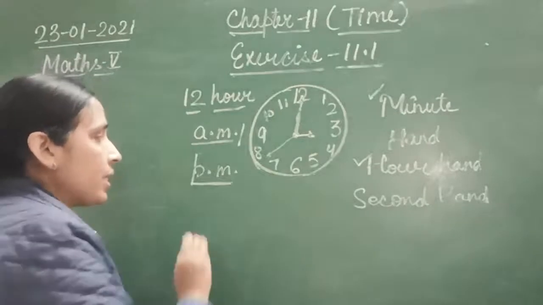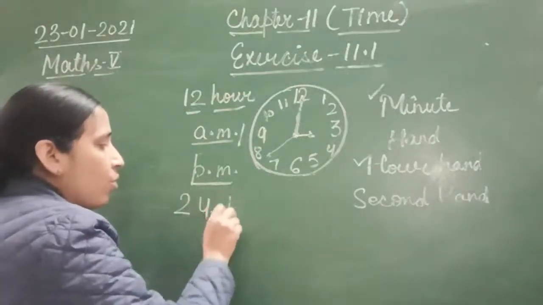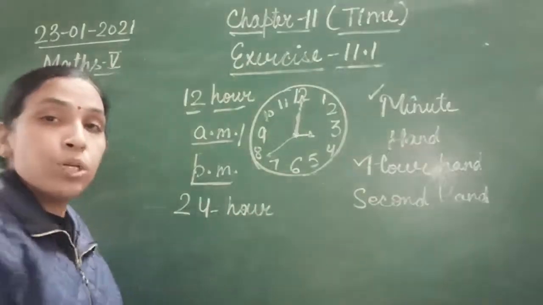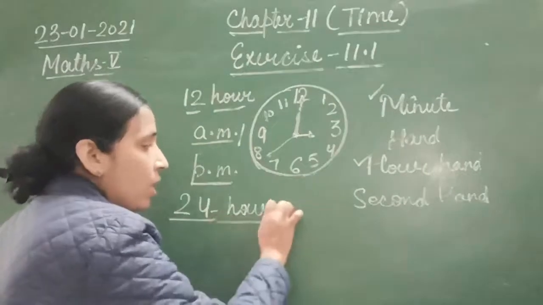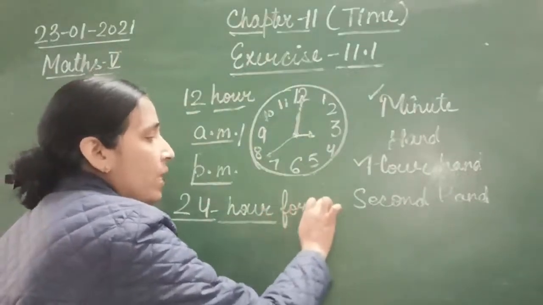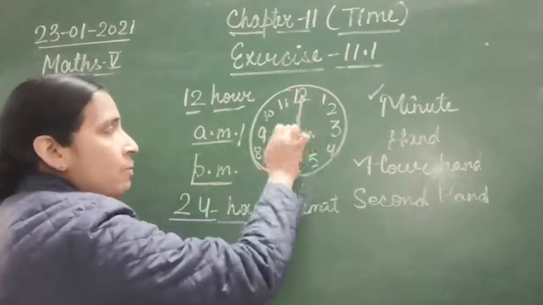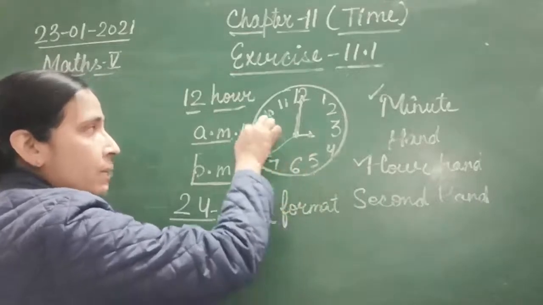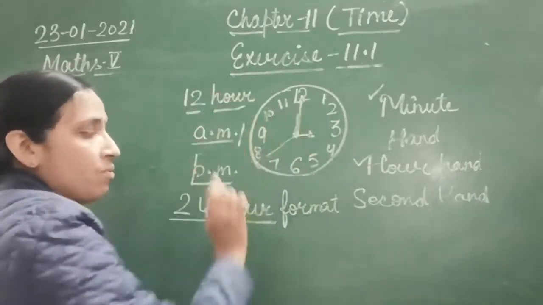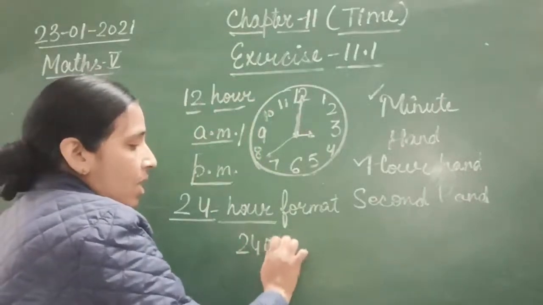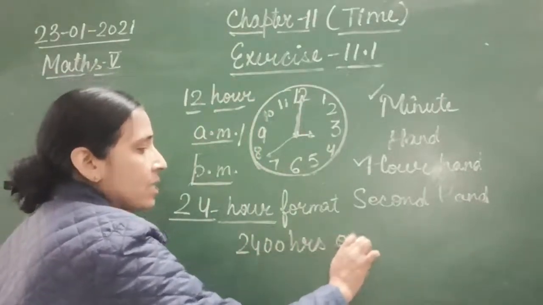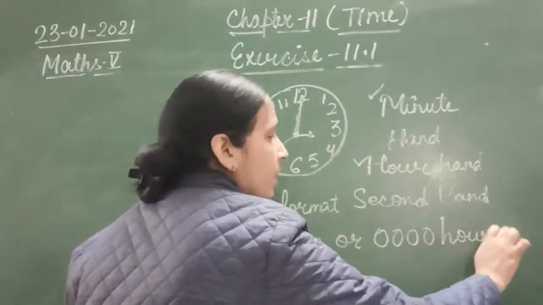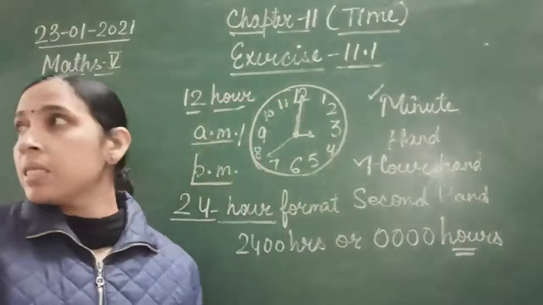Now children, what is next? The next format is the 24-hour format. Why am I telling you all these things? Because in questions I am going to use the words, write the time in 24-hour format. It means that after 12 noon, you will be counting 13, 14, 15, 16, 17, 18, 19, 20, 21, 22, 23 and 24. 2400 hours is also considered as 0000 hours, midnight. So that also you will consider.